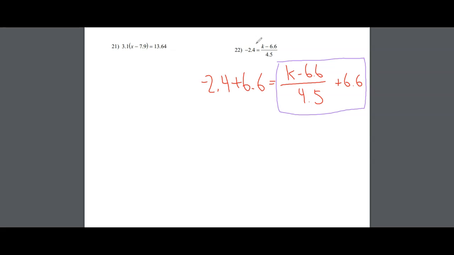I would have to find a common denominator here before I could add these two terms together, right? Because the denominator on the 6.6 is 1, the denominator on the other fraction is 4.5, and I can't add two fractions together if they have different denominators. So while the other problems were not too bad when we tried to do them a different way, this problem becomes significantly harder when we want to do it this way.